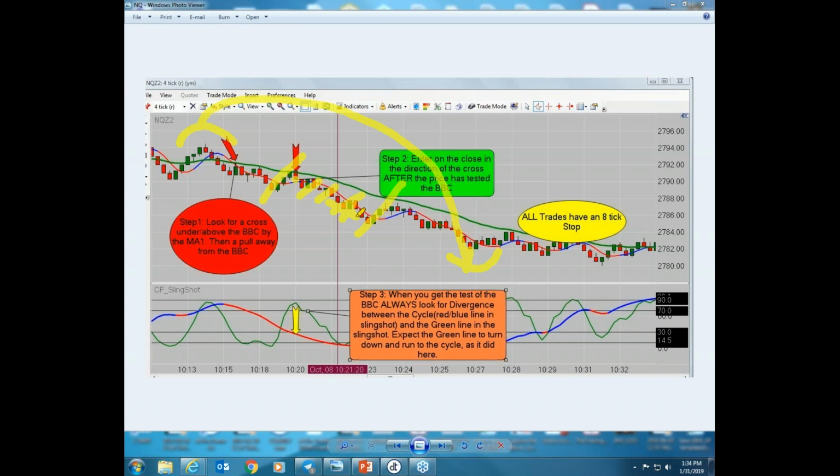As long as the market is trending, making lower lows or higher highs, trending should be number one on your piece of paper. As long as we're trending, you're going to be selling those rallies or buying those dips. That's the game plan. And every trade will have an 8-tick stop attached to it. So what does that mean?